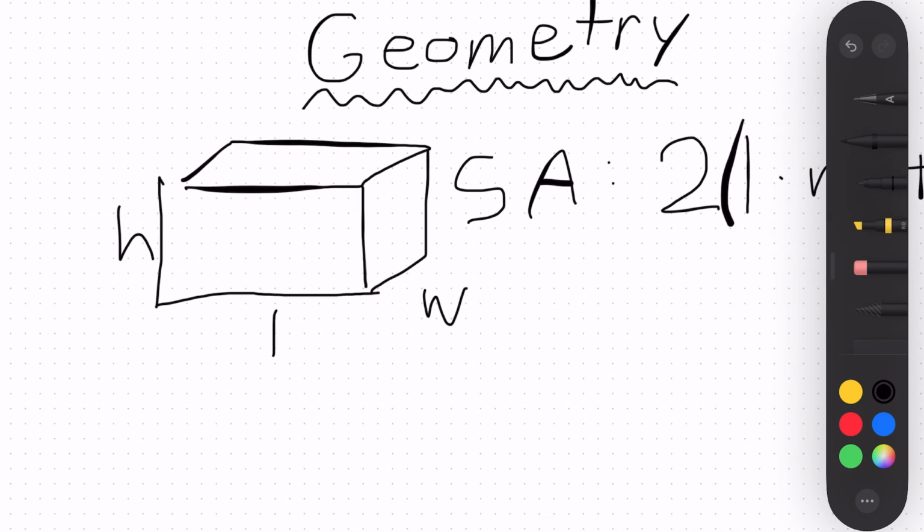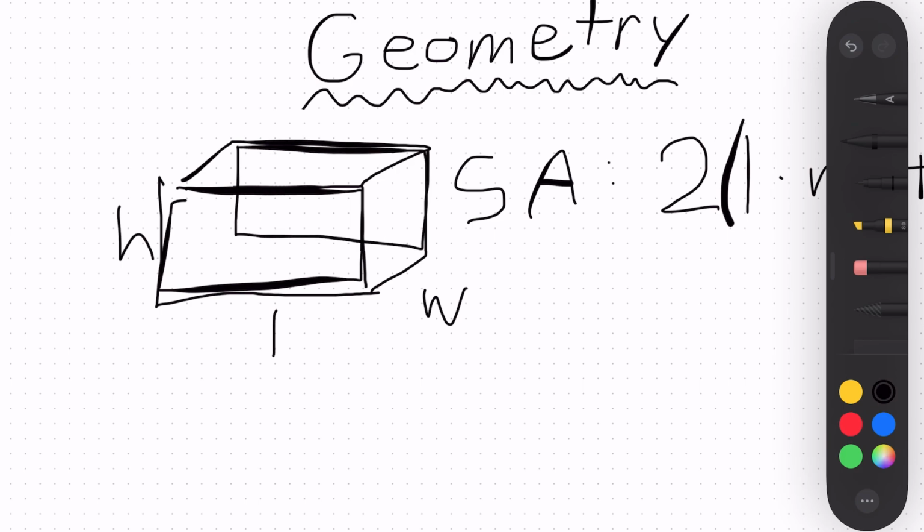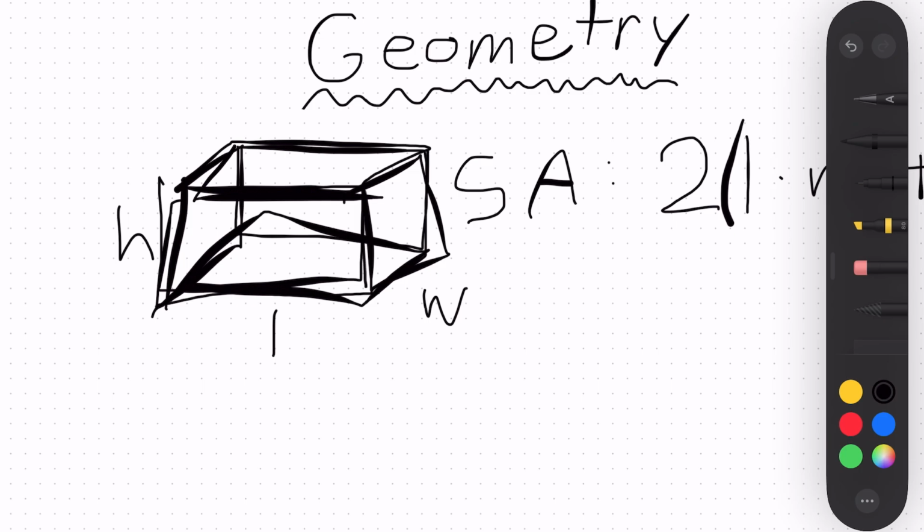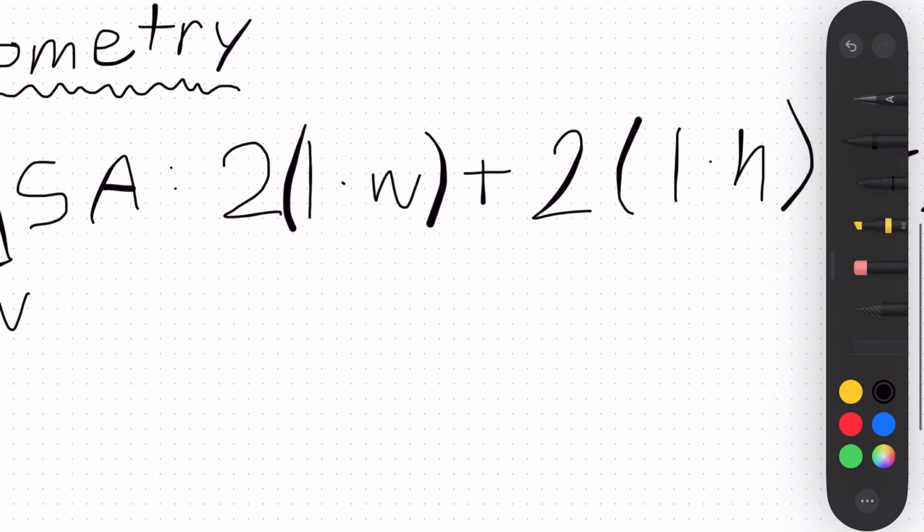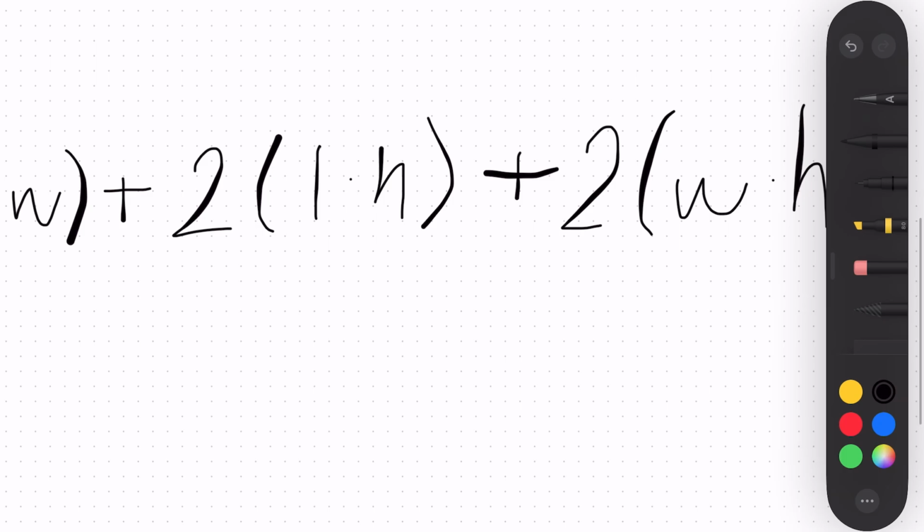We have two faces, this one and this one, of length times height. We have two faces, this one and this one, of width times height. And we have another two faces, this one and this one, of length times width. So that is why we need to add all these faces.